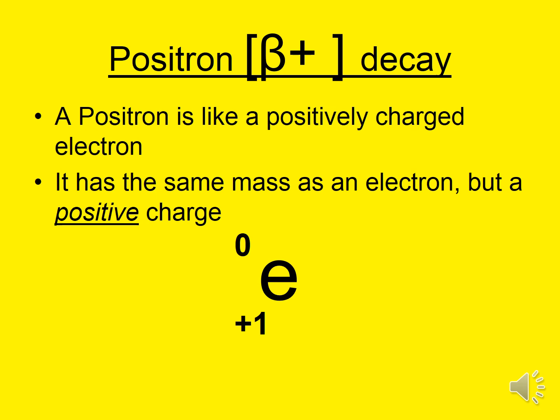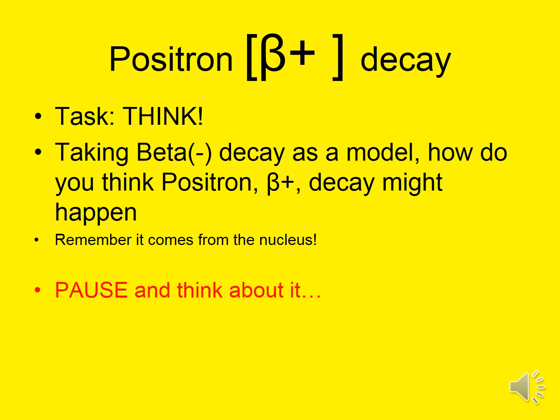Okay, and again what we've got to consider is how do we get this out of the nucleus? Okay, so have a think about that then. From what we've just talked about beta minus, taking that as a model, how do you think we can generate a positive electron out of the nucleus? Okay, so just hit the pause button, have a think about that. When you think you've got it worked out, resume.